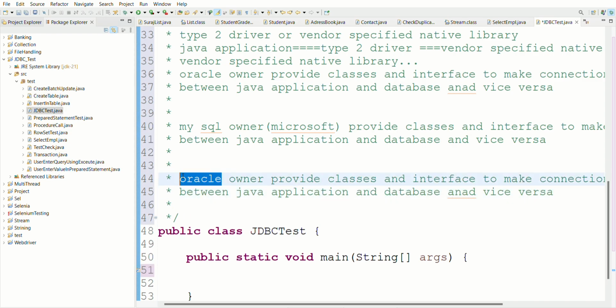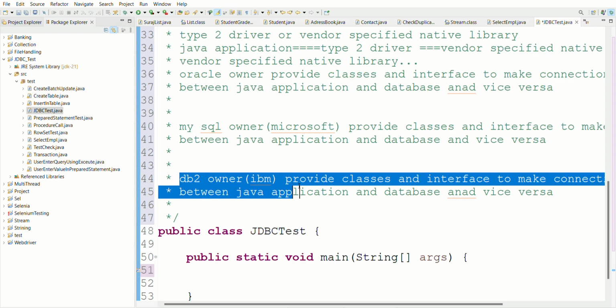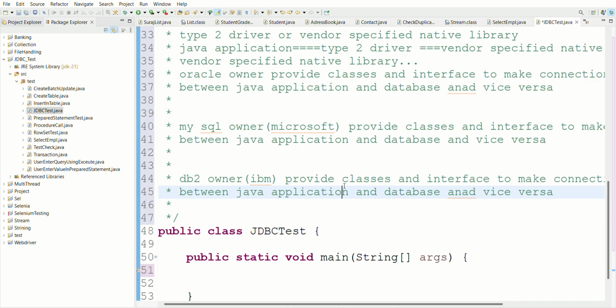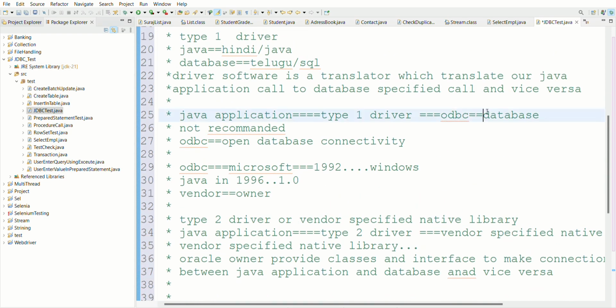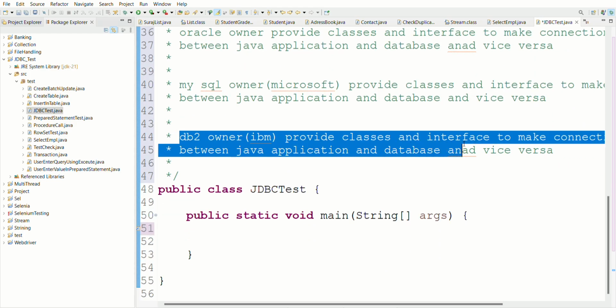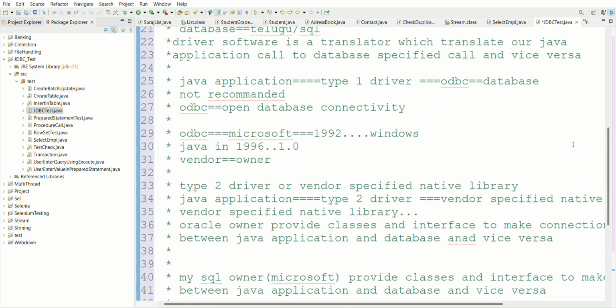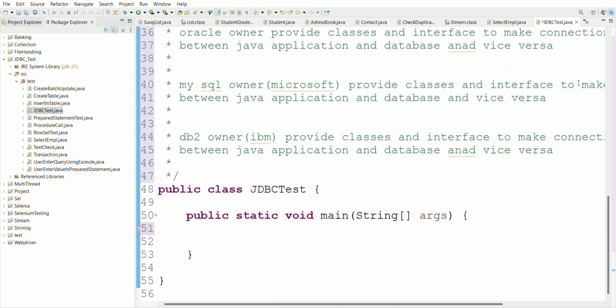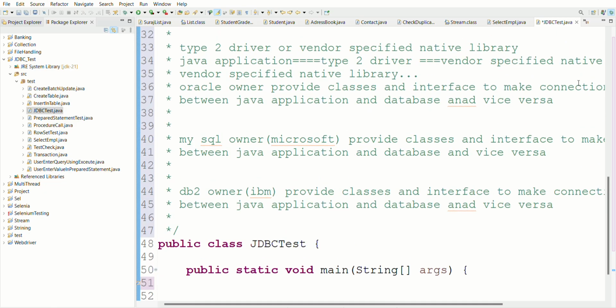Like, I am using DB2, and who is the owner of DB2? DB2 is owned by the IBM company. Got it? So for DB2 database programming, if I am using DB2 in the backend, then the IBM company will provide all the implemented classes and interfaces to make the communication between Java application and database. Got it? What are vendor specified native libraries? Let me remind again.